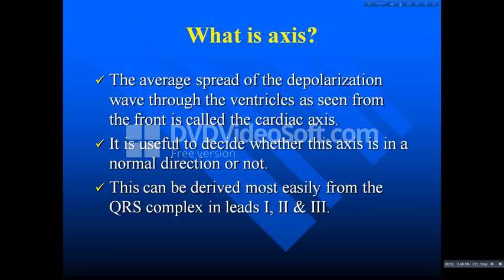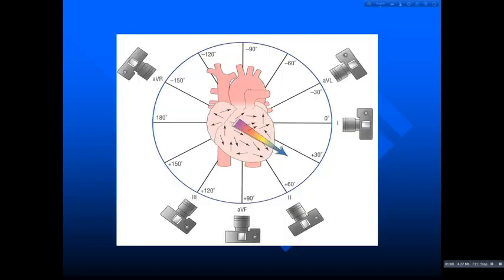And if we make a summation of these different movements of the impulse, then we will get an average movement of the impulse towards the left ventricle, and this is actually the cardiac axis. We can easily determine the cardiac axis from the ECG, but before that we have to understand this photograph.